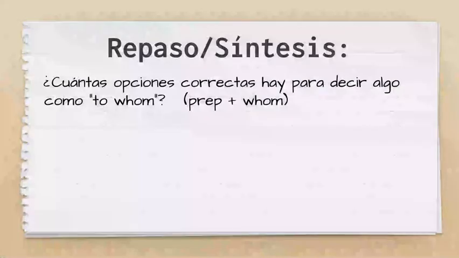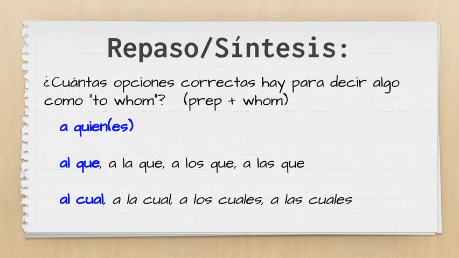Okay, a few quick review topics. Remember that you have three different ways to say preposition whom, to say to whom, for whom, etc., by whom. You can use quien in that situation, el que expressions in that situation, or el cual expressions to do that. Okay, so you have lots of different possible options. Any of them are equally correct.